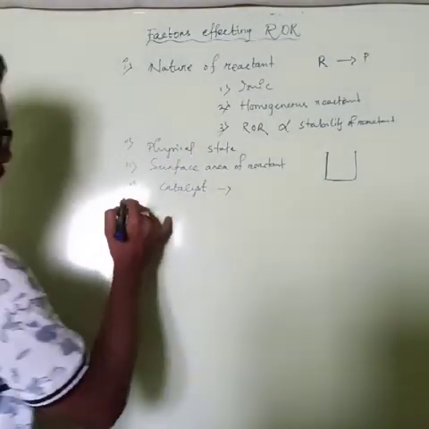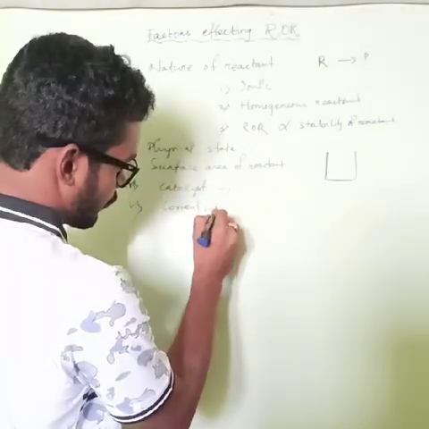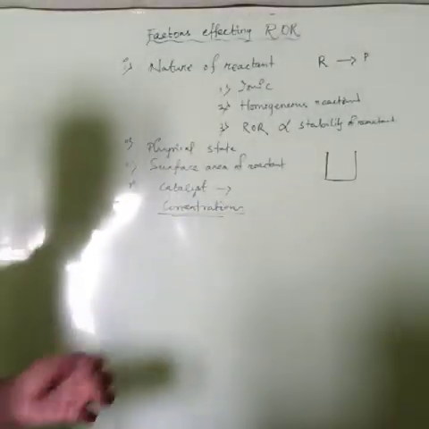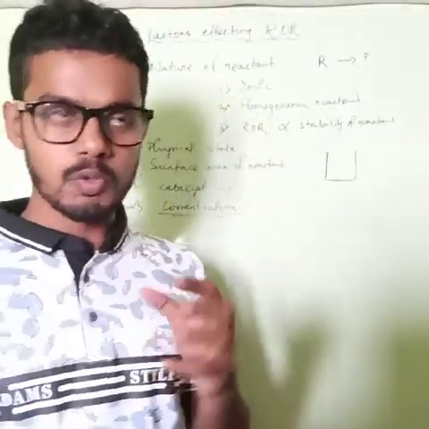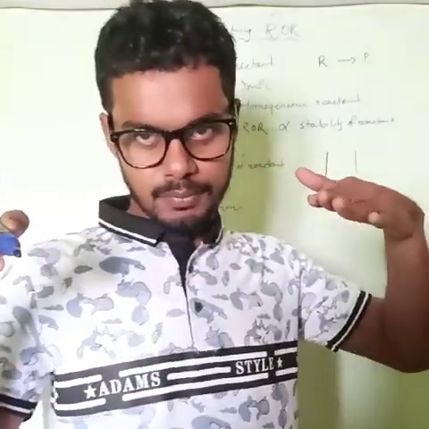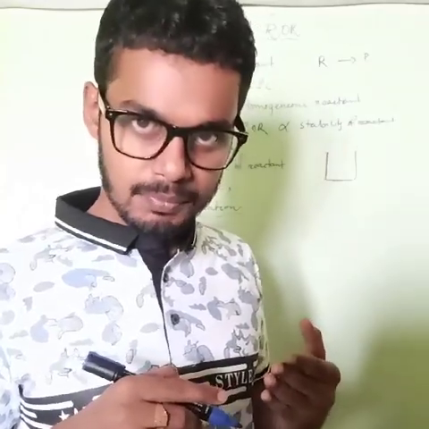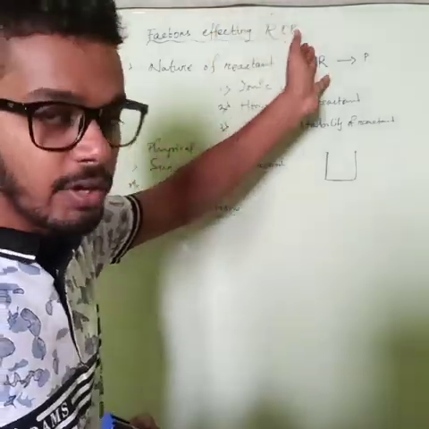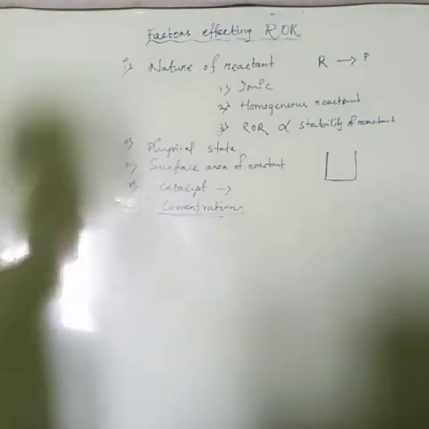And most importantly, the last one is your concentration. Concentration, very very important. If you change the concentration of the reactant, suppose 1 mole is there, if high is the concentration, reaction will be fast. Okay, so if you dilute it, concentration will be less, right? So accordingly the rate of reaction will change. So these are the factors affecting the rate of reactions. Just note it down.